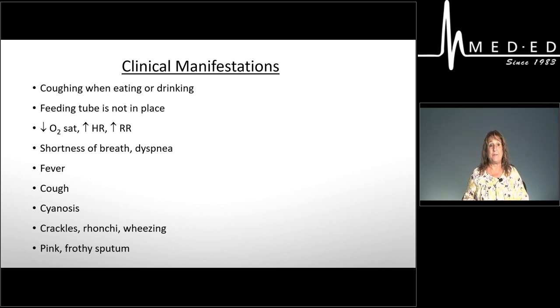Another manifestation, maybe the feeding tube is not in the right place, so we have to check that feeding tube placement because that could be a manifestation that puts somebody at higher risk for aspiration. As far as vital signs are concerned, the SATs might go down. The respiratory rate and the heart rate might go up.